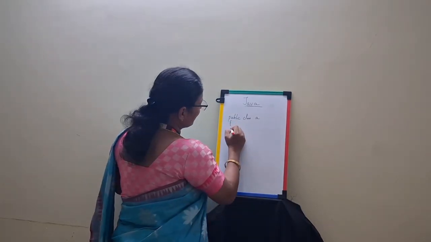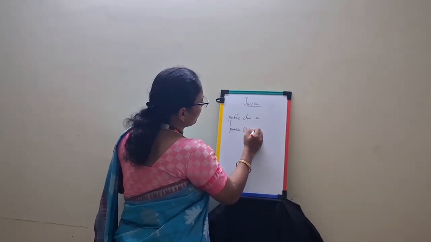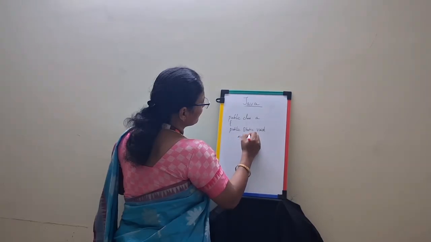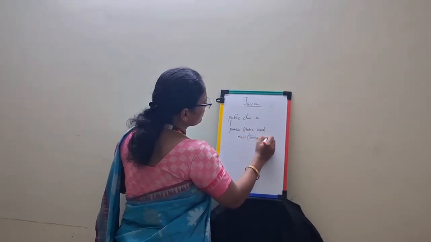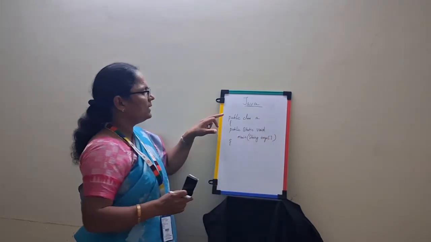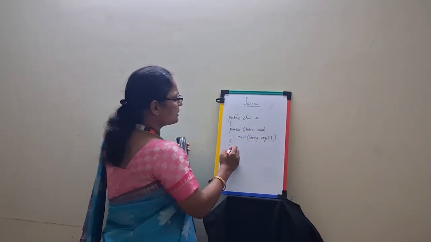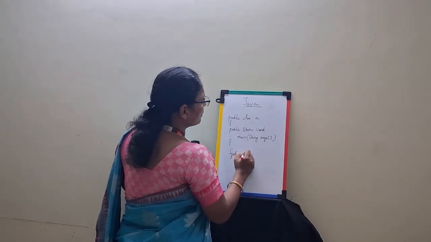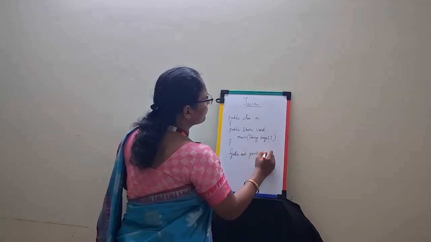Then we have public static void main, String args. So we have public class name, then public static void main, then we just give System.out.println of hello.